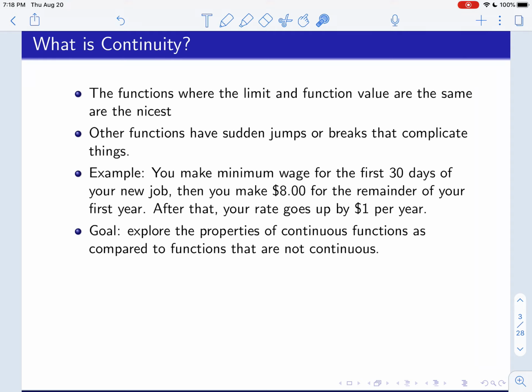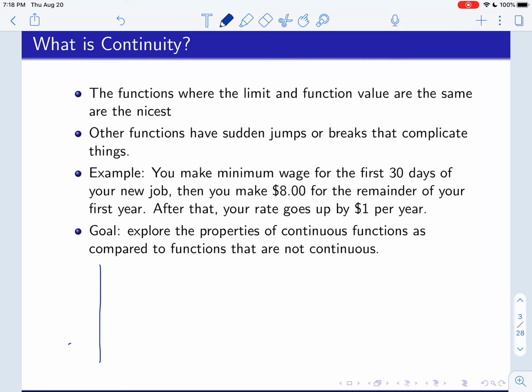Suppose you start a new job and the deal is, for the first 30 days you're making minimum wage. It's the trial period. All right, well, after 30 days, you make $8 per hour for the rest of the year. And then after that, your rate goes up by $1 per hour every year. Now, minimum wage is like $7.25 now, I think.